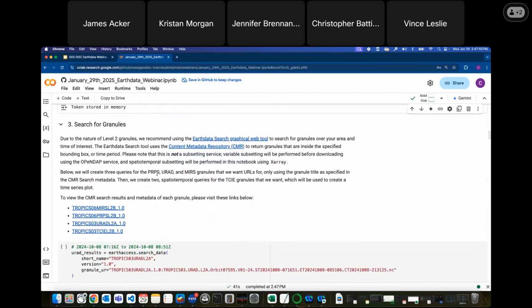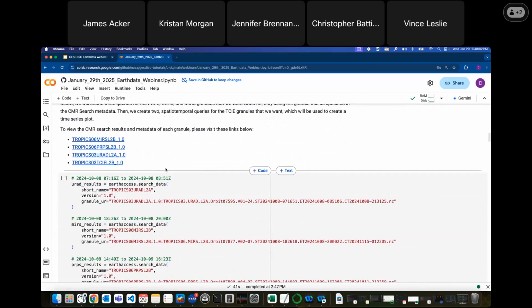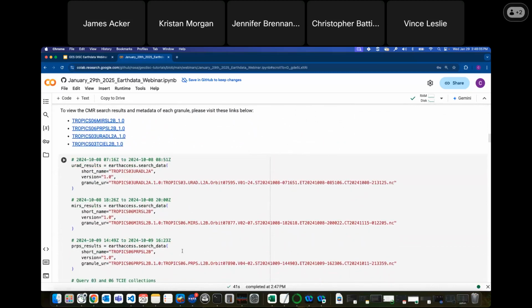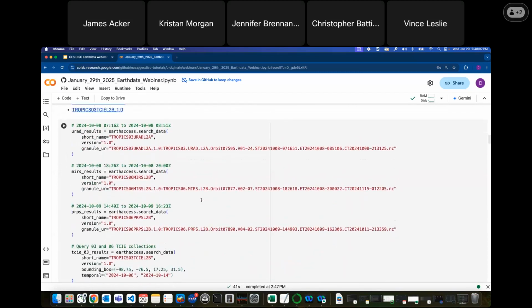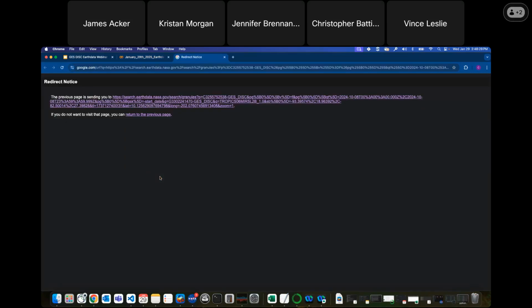Now we can actually search for the granules of interest. With the nature of these level 2 collections, for the URAD, the MIRS, and the PRPS plots that you saw earlier, what I want to do is just manually sift through what is in there over the time and the bounding box that I want. And I'm just going to grab the actual granule URL from the Earthdata search results. And so what I've done is included links to these here. And so I'm just going to click on one of these just to give you an overall gist of what it looks like.